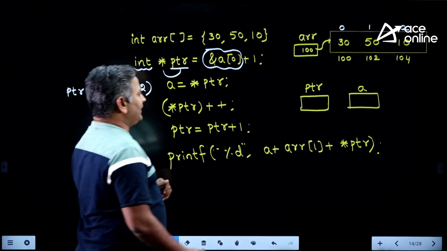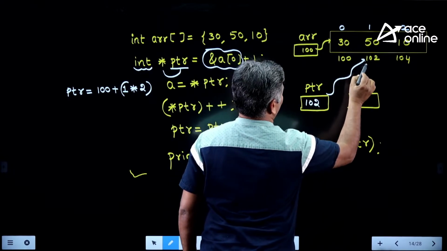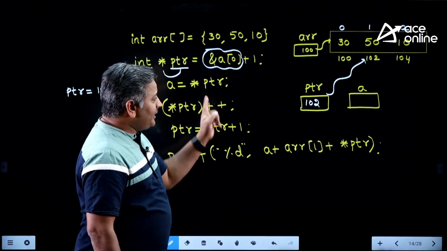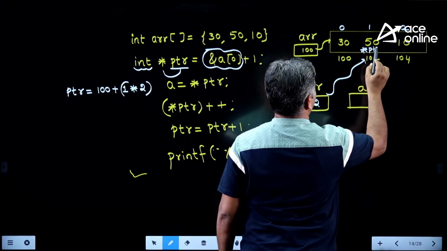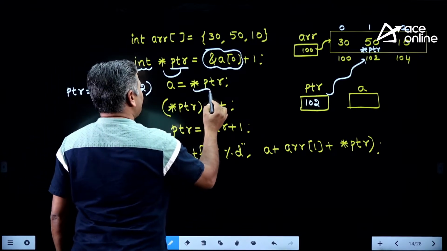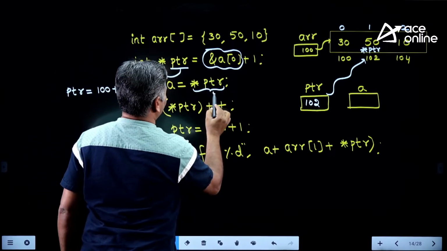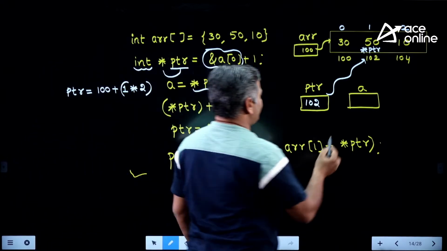So PTR is holding the value 102. Hence, it is pointing to the 102 location. The moment it is pointing to the 102 location, we can access this content by using *PTR, right? So therefore, *PTR is nothing but 50. That 50 is copied into variable a. So a equals 50.